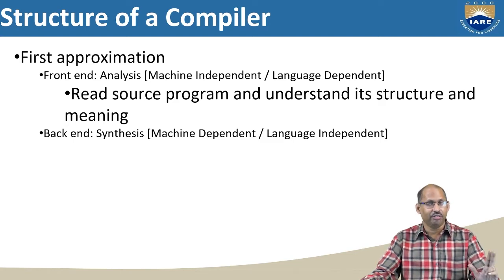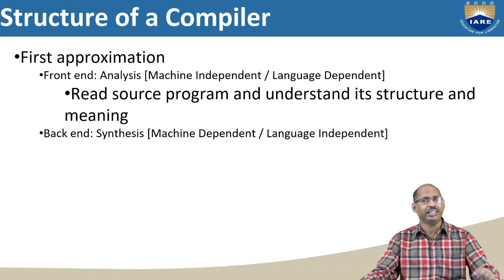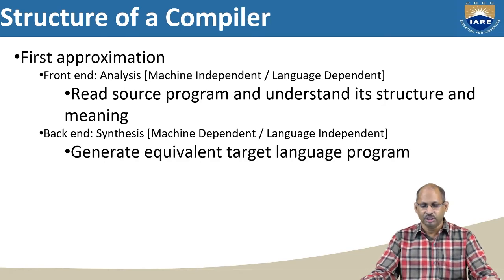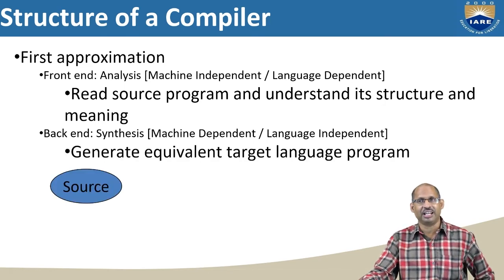Next, the back end. Here, the back end is the synthesis phase, machine dependent and language independent. The second one is the back end, also referred to as the synthesis phase. It doesn't worry about the language constructs and structures. It depends on the machine language formats, so that while it is converting to machine language, it depends more on the machine language, right? So it generates the equivalent target language program.